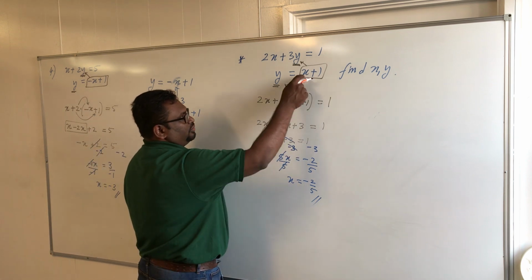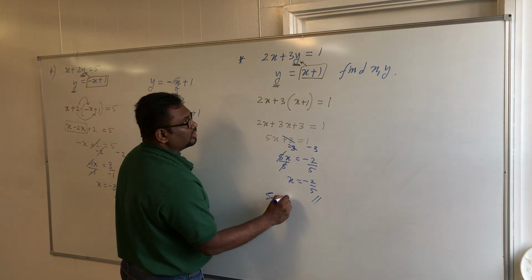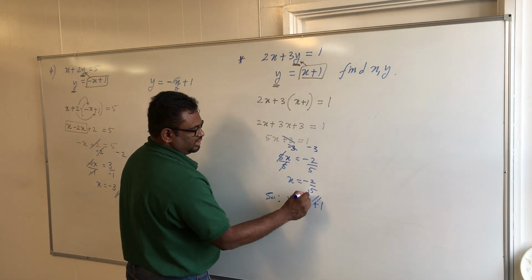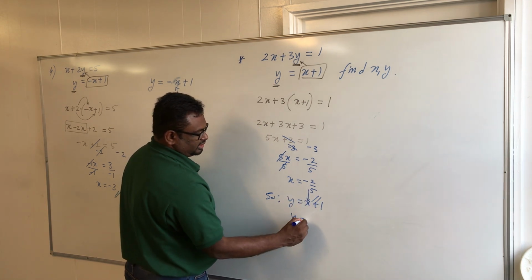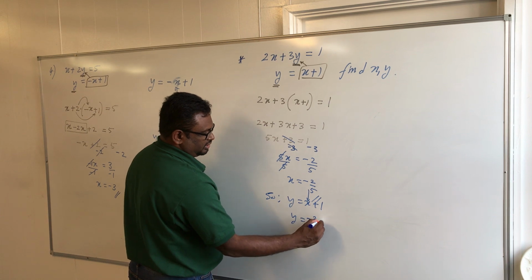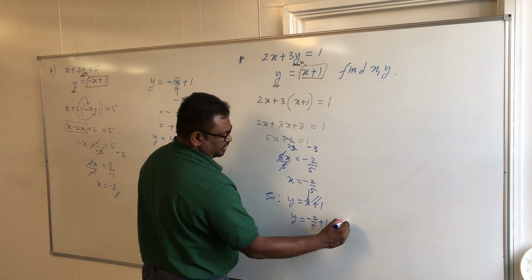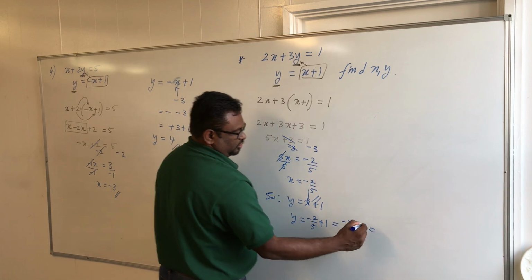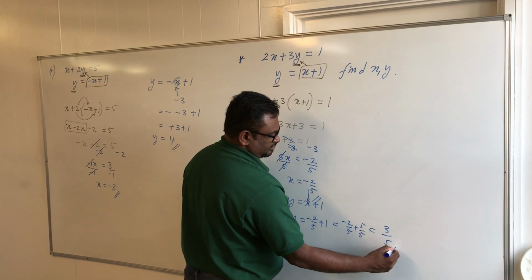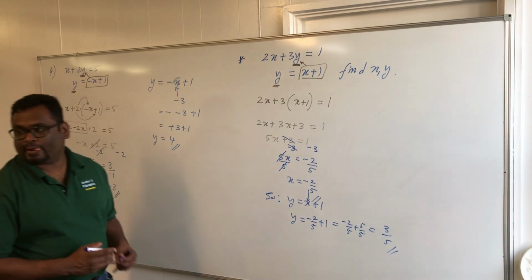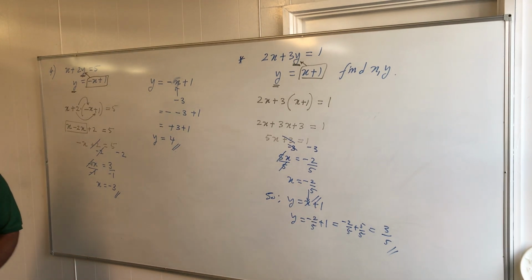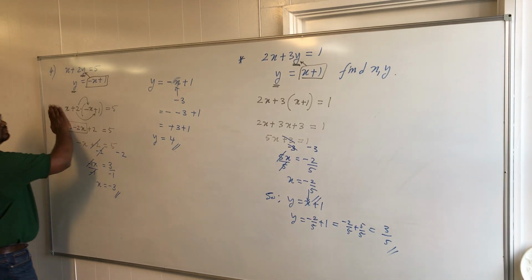You put this one into here. So y is equal to x plus 1. So x is equal to this. So it's going to be y is equal to minus 2 divided by 5 plus 1. So that would be minus 2 divided by 5 plus 5 divided by 5. So it's going to be 3 divided by 5. What is it? Okay, so learn one by one.